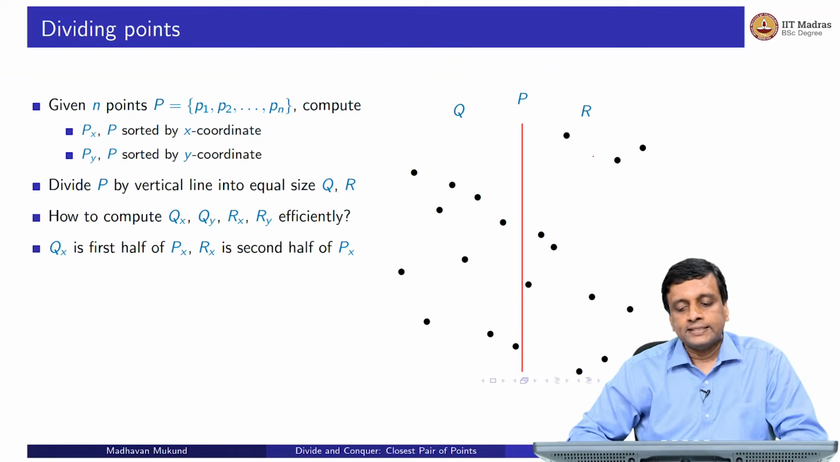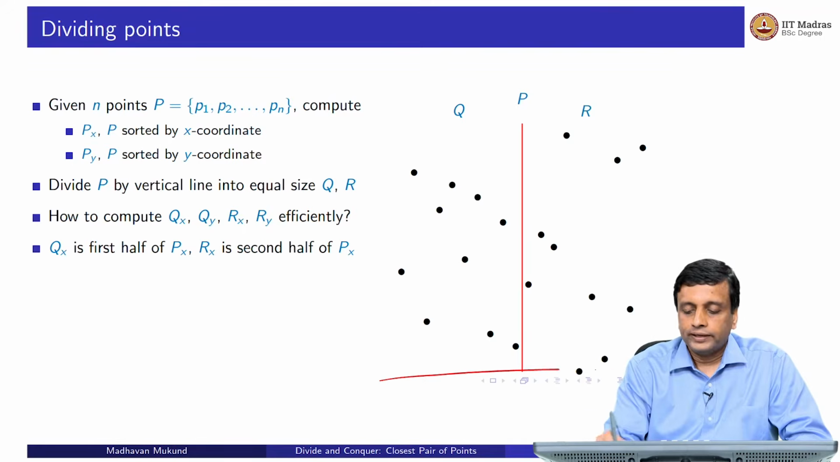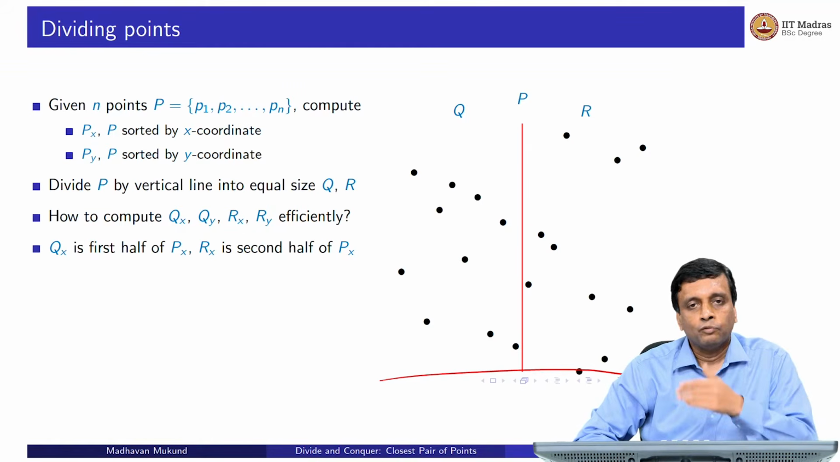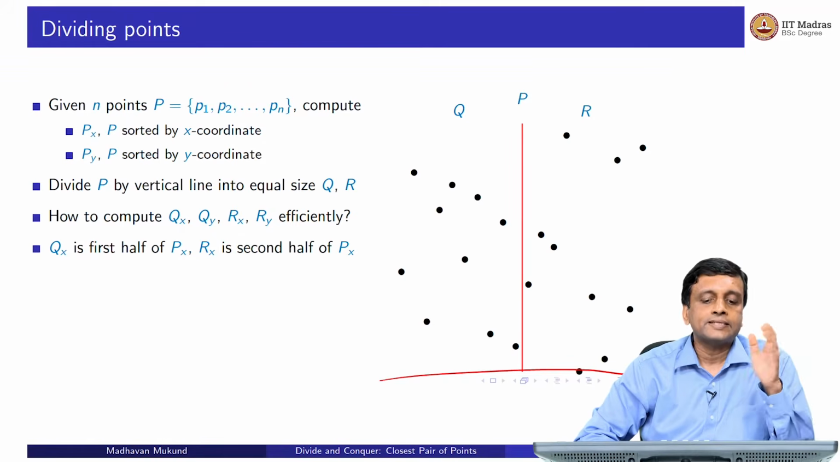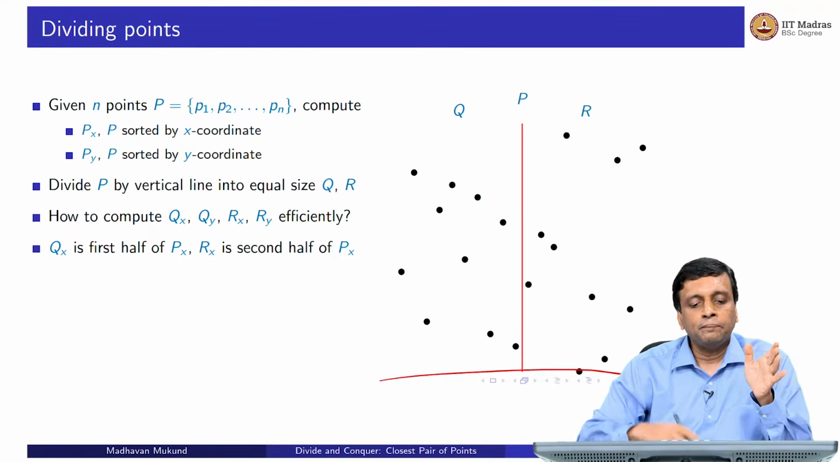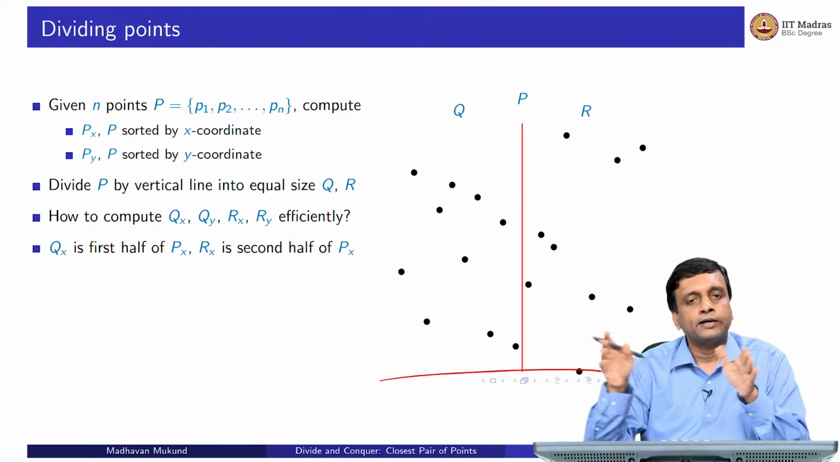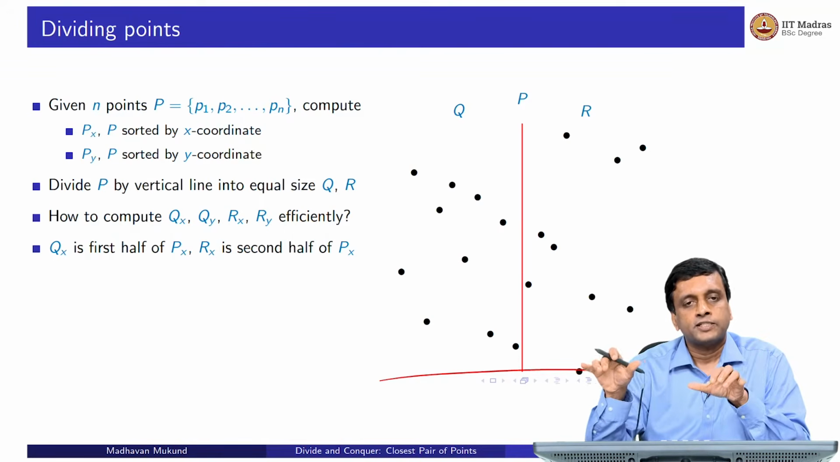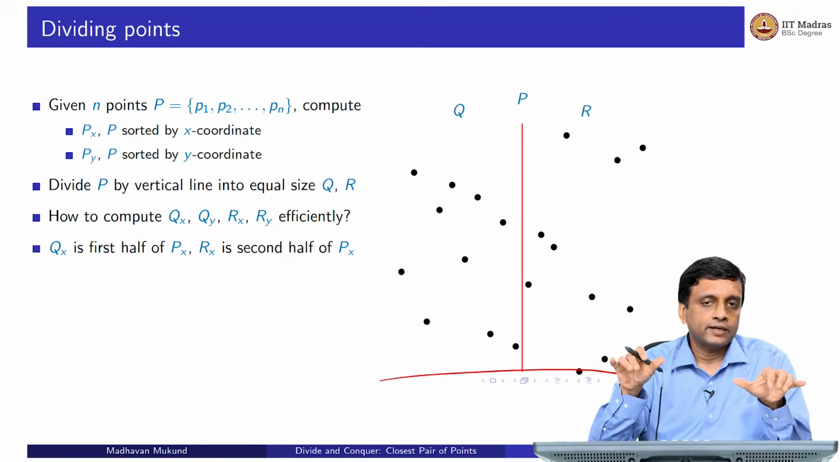So the x sorting is easy, right? Because I just go from left to right, and I know where this red line was drawn. So everything whose x coordinate is before the red line will be the first half of Px, and everything which is after the red line will be the second half of Px. So splitting Px into Qx and Rx is just a matter of splitting, like in merge sort, Px into two halves. The first half is Qx, second half is Rx.